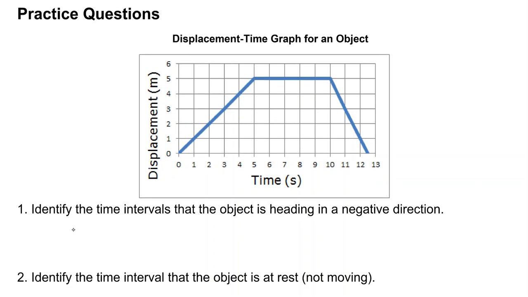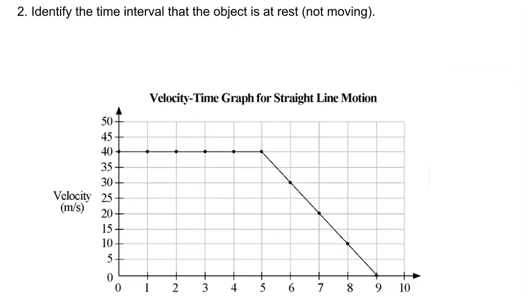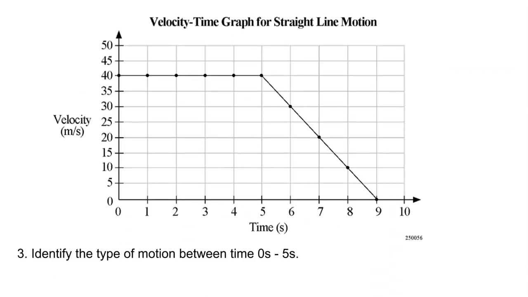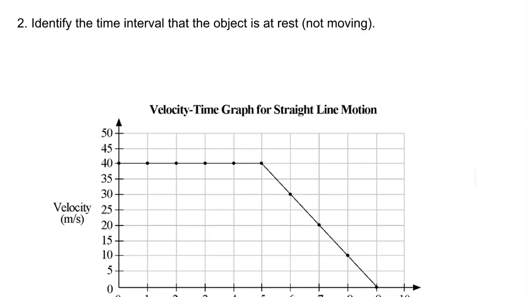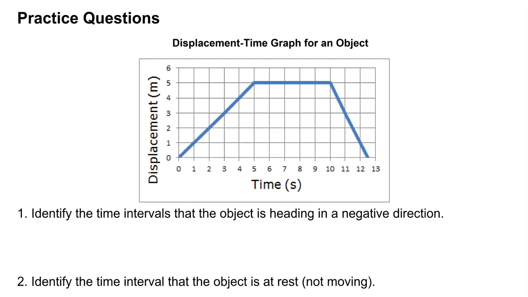So identify the time intervals that the object is heading in a negative direction, okay? I want you to tell me what's going on in this graph, and then answer a couple of questions about this graph as well. And check your answers to the key that's posted in the filled out notes.